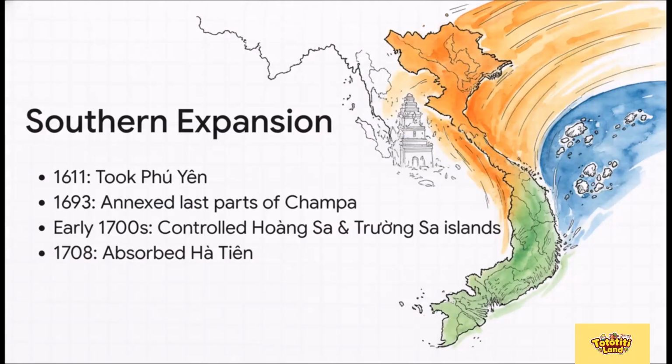And you know what? The Nguyen lords were unbelievably successful at this. They absorbed what was left of the Champa Kingdom and just kept pushing, deep into what was then Khmer territory in the Mekong Delta. On top of that, they started establishing Vietnam's presence out in the South China Sea, taking control of those key island chains.